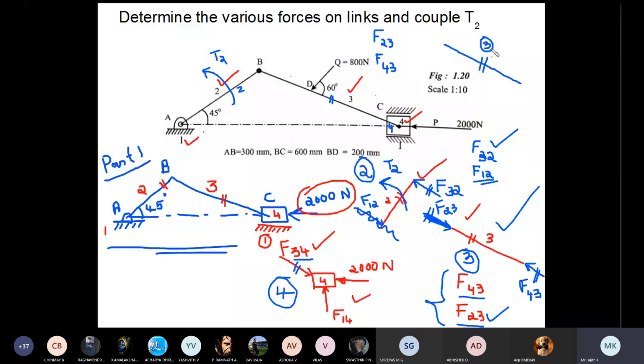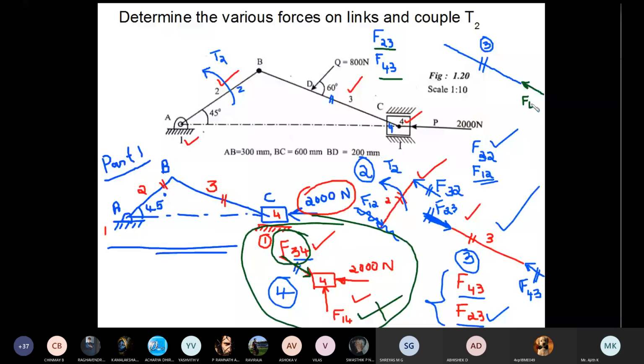Out of these two forces, in order to identify the direction of any force, you have to refer to the previous diagram. So the previous diagram is this one. In this diagram, check whether you have F32 or F34. I don't have F32 here. There is no F32, but I'm having F34. So F34 and F43 will be equal in magnitude but opposite in direction. Therefore, I know the direction of F34. This is the direction of F34. So the direction of F43 will be opposite to that. This will be the direction of F43.